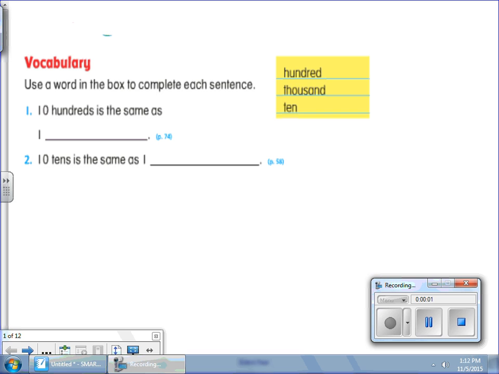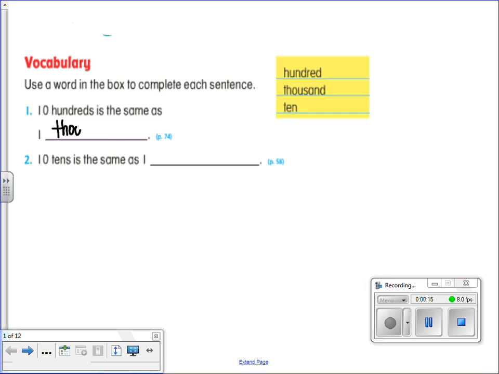Chapter 2 review. For the vocabulary review, we will be using the words from the box to complete the sentence. Number 1, 10 hundredths is the same as 1. Samantha? That's correct. Second one, 10 tens is the same as 1. Justin, good.